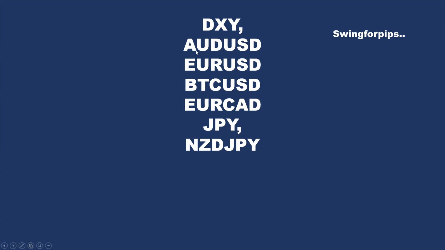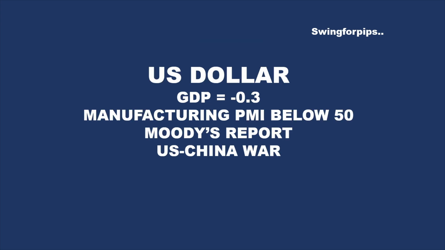We're going to be having the DXY as the currency index for the US, then those that are associated with the US currency, that's the AUD/USD and EUR/USD. Then we look at BTC, and then we look at Euro card, and then the JPY, that's the yen basket, and we also pick a currency pair from the yen basket, which is the NZD/USD. So without further ado, we go straight to the business of the day.